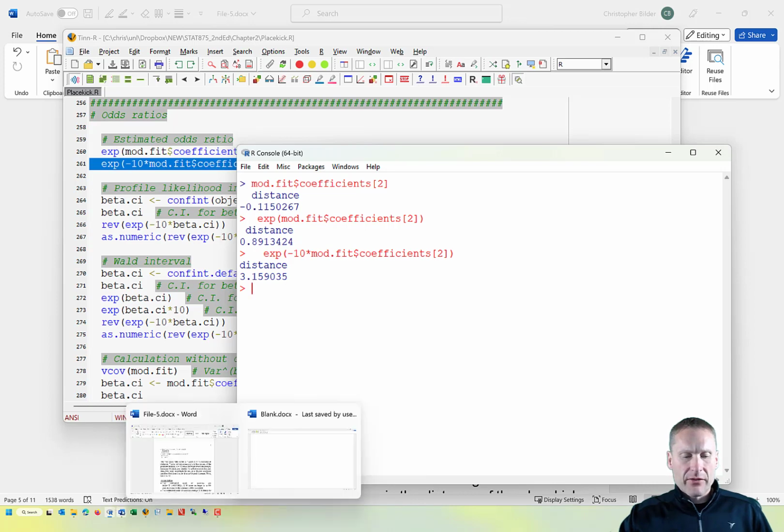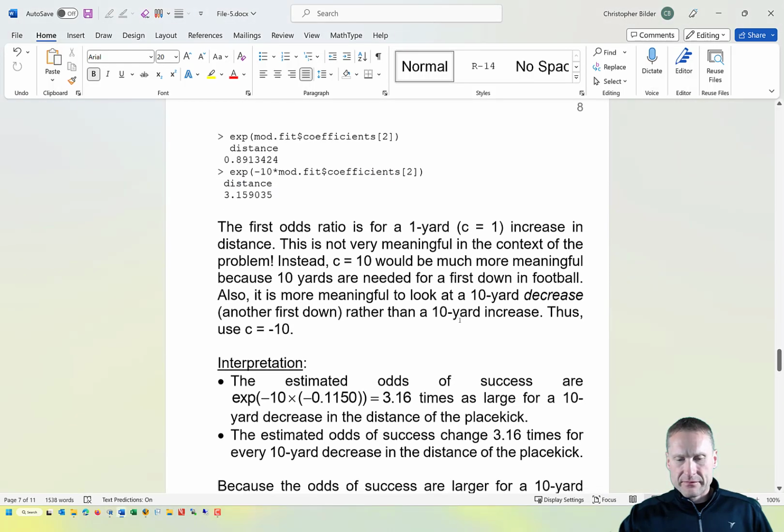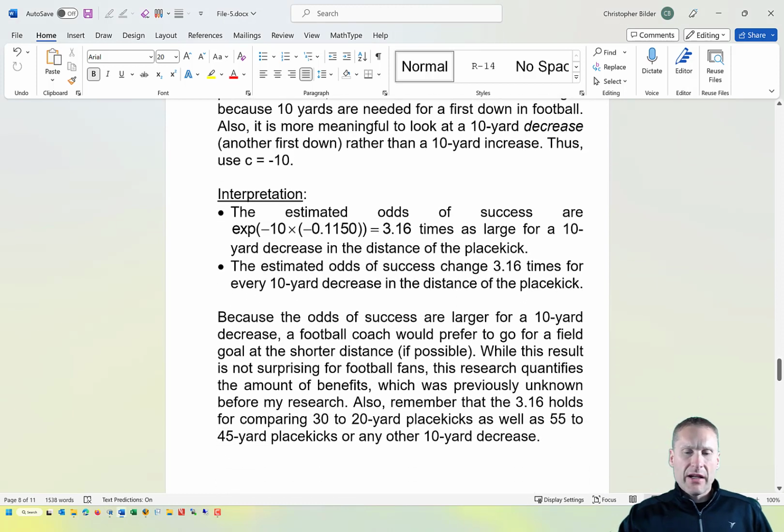So let me come back over here to my Word document. What's then the interpretation? Well, the estimated odds of success are 3.16 times as large for a 10-yard decrease in the distance of the place kick. Notice here how I put estimated because this is based upon our data itself. We are getting what's often referred to as a point estimate for the population version of the odds ratio. One could also say that the estimated odds of success change by 3.16 times for every 10-yard decrease in the distance of the place kick.